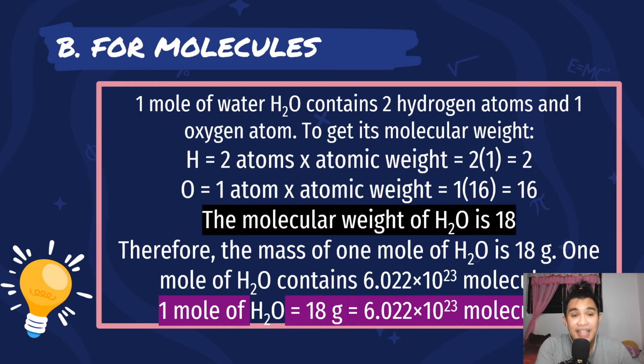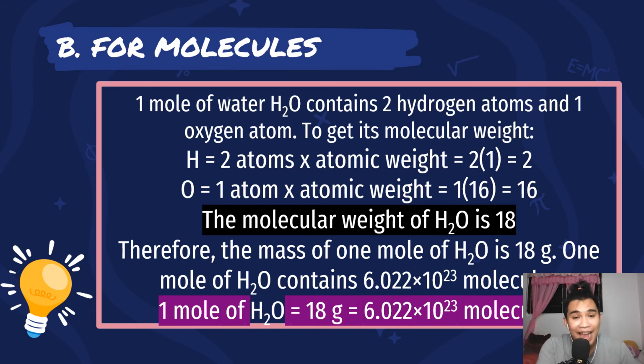Next, for oxygen, we have 1 atom of oxygen times the atomic weight of oxygen, which is equal to 16. So that would be 1 times 16, which is equal to 16. Then we're going to add 2 and 16, and we get 18. So what is 18 now? That is the molecular weight of water, or H2O, which is equal to 18.